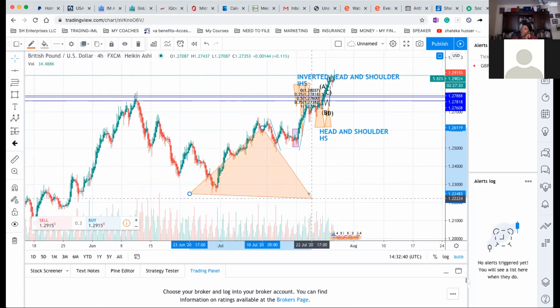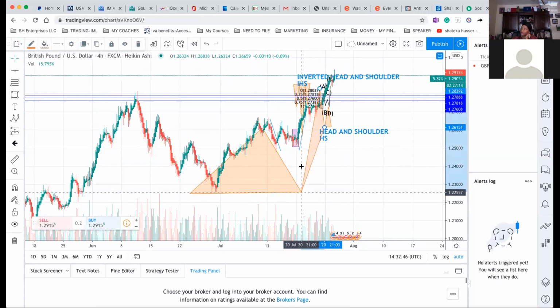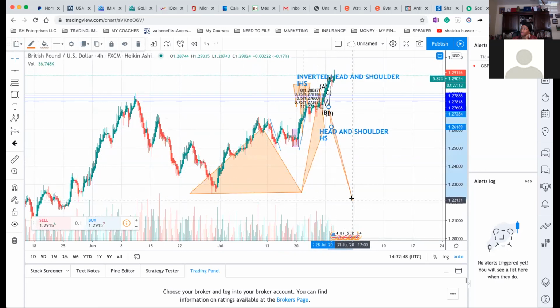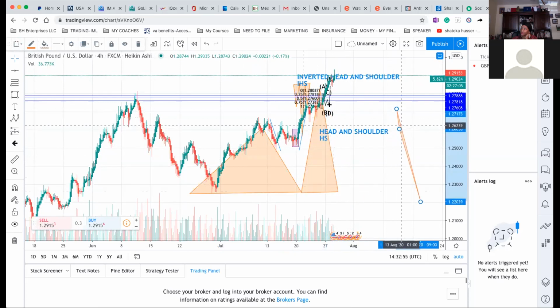Left shoulder. I don't have time to type it, I'm just going to put it on here. Left shoulder. Uh-oh, wrong one I grabbed. Move that over.